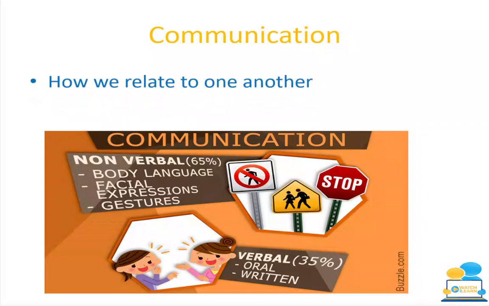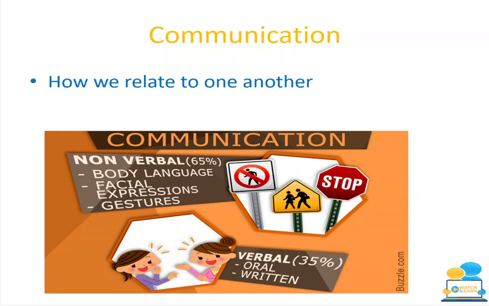Communication. So what this means is how we relate to one another, okay? So there are many different forms of communication. There is verbal and non-verbal. So verbal is me talking away now. So it can be me talking, or it can also be written. Verbal communication, surprisingly enough, only makes up 35% of all types of communication. Most communication is actually non-verbal, okay? So this is about 65% of all communication, and is body language, facial expressions and gestures.